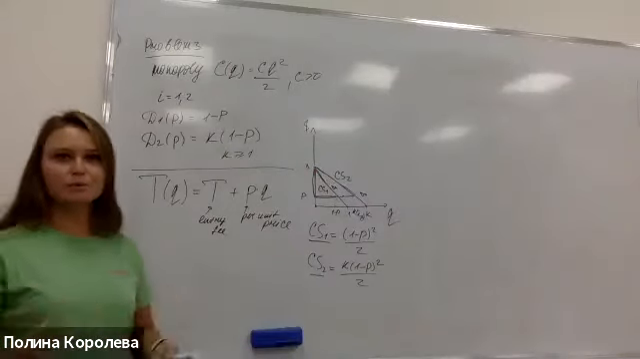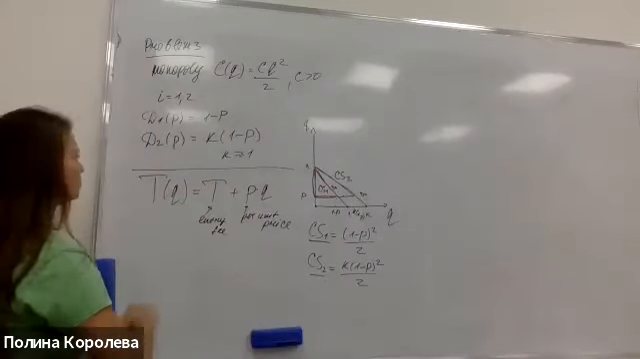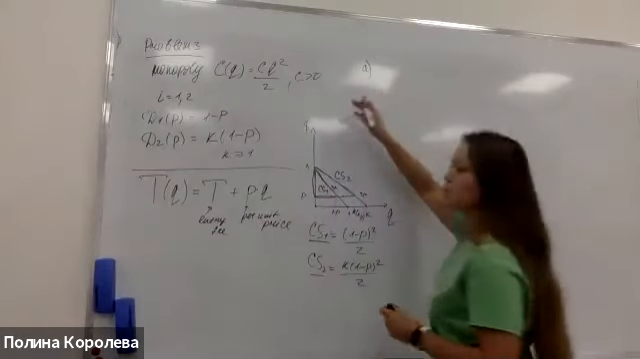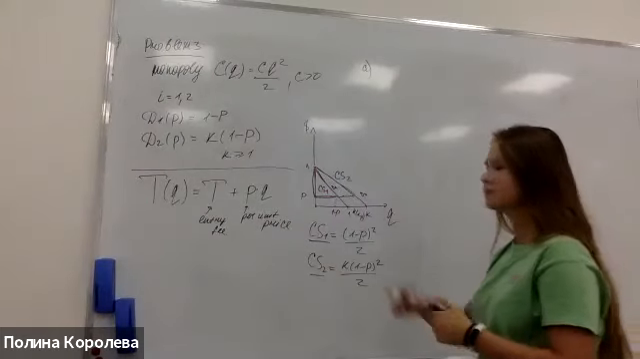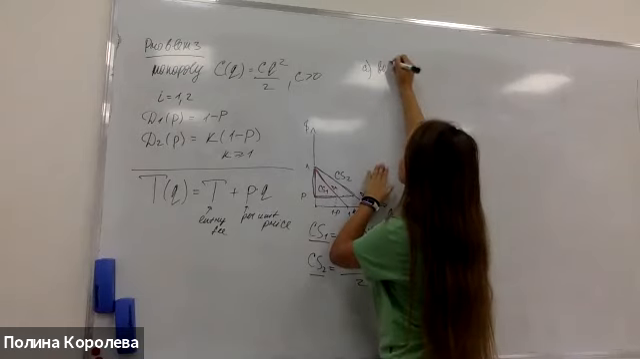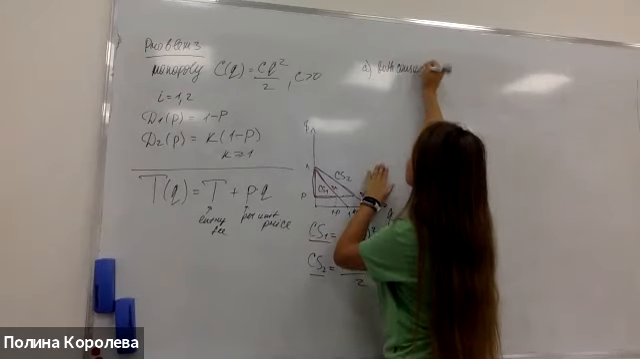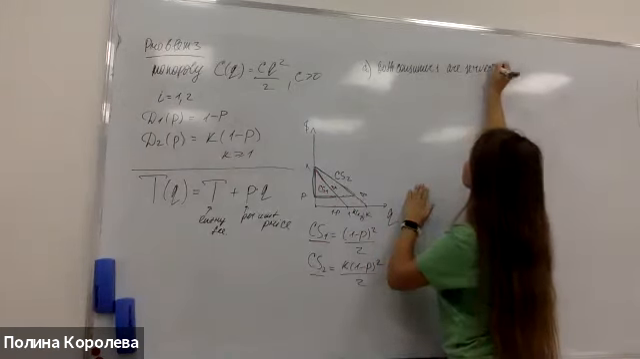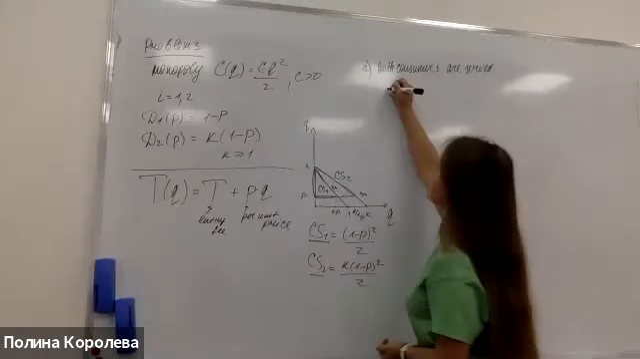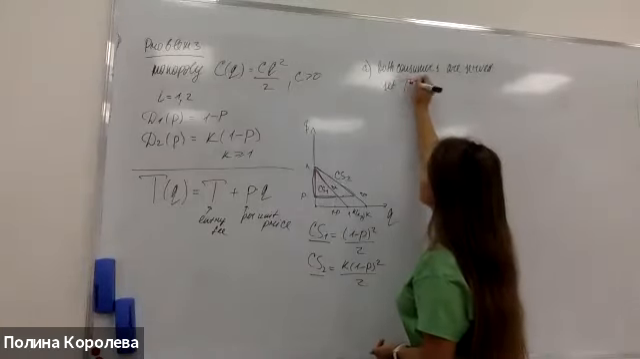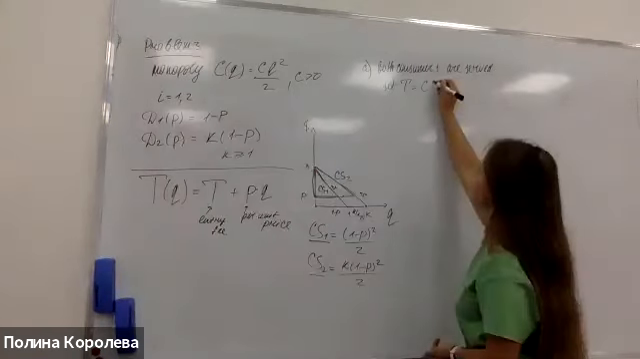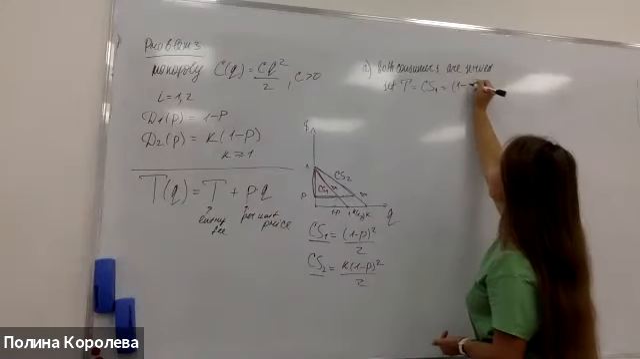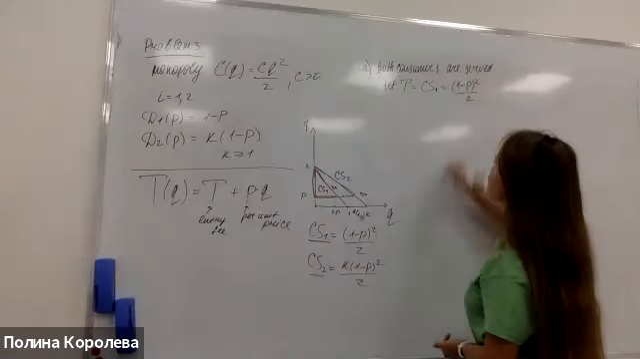And then compare profits. So first option, point A, when both buyers are served, both consumers are served. If both consumers are served, then we set the entry fee equal to the consumer surplus of the first, yes, (1 minus p) squared divided by 2.